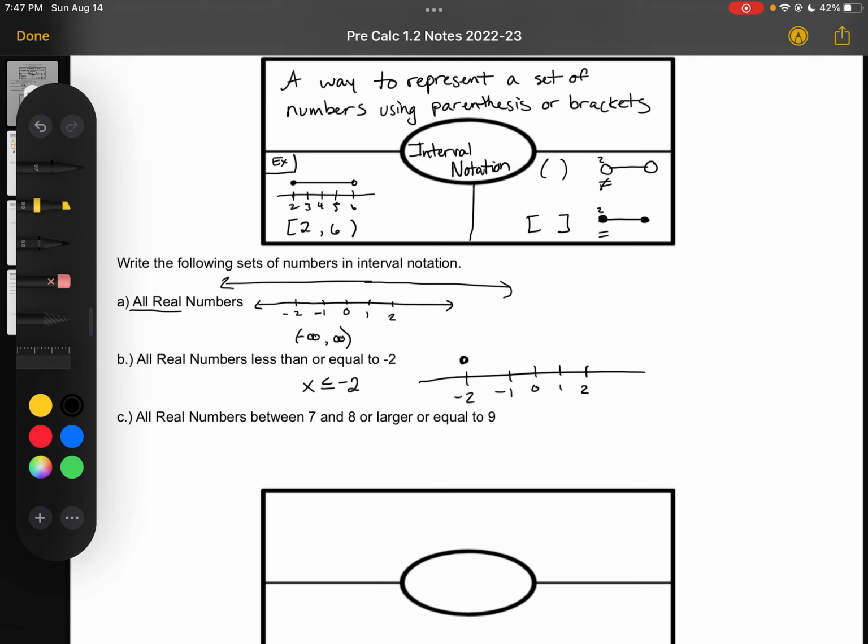So here, less than or equal to -2. Okay, so I shade in my dot because it's equal to, and then it says less than. So less than means we're going down, down, down because it is less. So this arrow goes on forever. So parentheses, negative infinity. We have a shaded circle at -2, and because it is shaded in, we're going to use bracket. So that is our answer for this question.